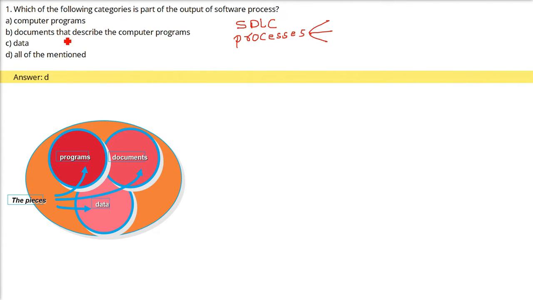That is computer programs, the documents that describe the computer programs. It can be software code, the executables, the installers. Then we have the documents: SRS, the design document, then the test plans, user manual, the quality manual, and then the data. So the answer is D here.